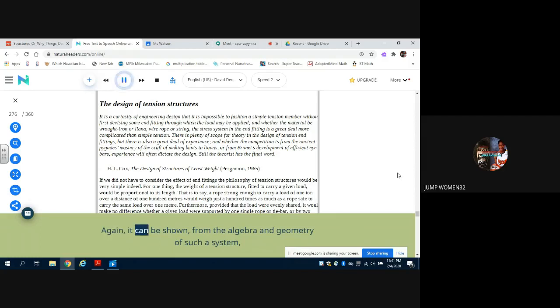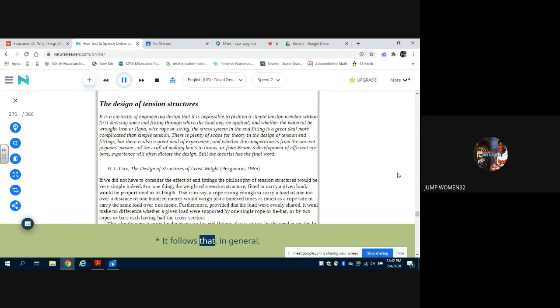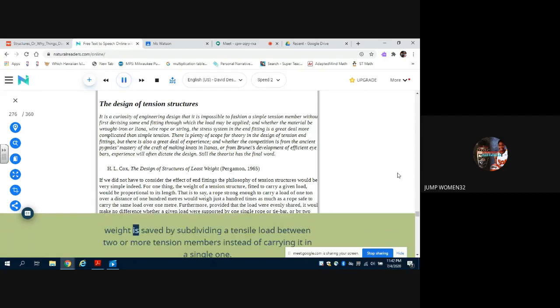Again, it can be shown, from the algebra and geometry of such a system, that the total weight of the end fittings of two tension bars, operating in parallel, is less than that of the end fittings of a single rope or bar of equivalent cross-section. It follows that, in general, weight is saved by subdividing a tensile load between two or more tension members instead of carrying it in a single one.